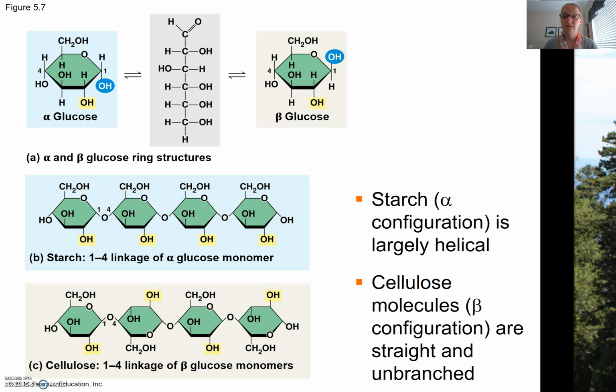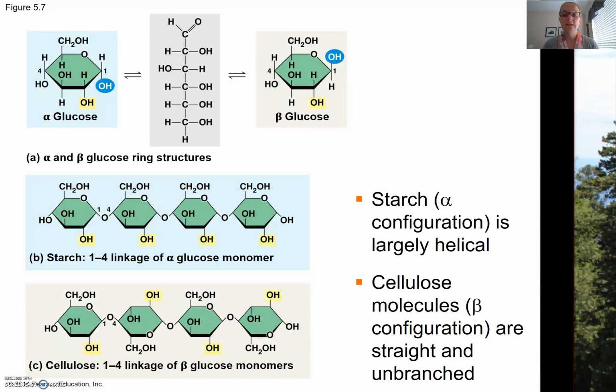What this does, essentially, in the starch molecule, to get the 1,4 glycosidic linkage for the glucose monomers attached to each other, when you put all of the alpha glucose monomers together, you end up with the hydroxyl group attached here to the second carbon, hanging out on the same side for all of the linked alpha glucose monomers. And this helps to create that coiled shape of the starch molecule.